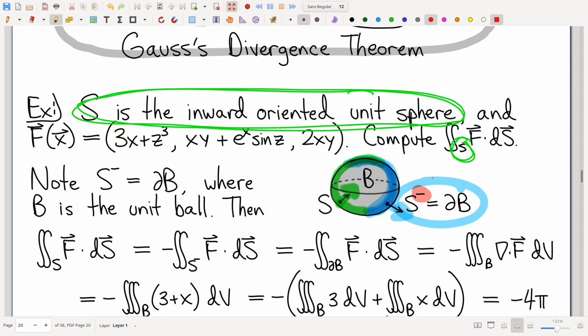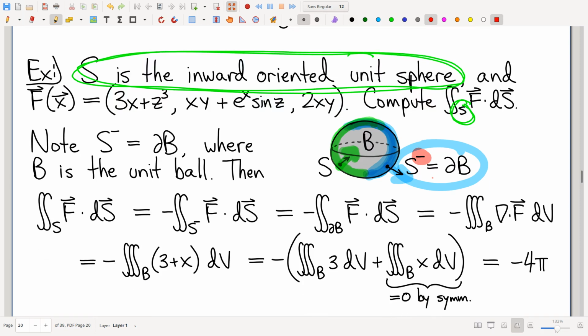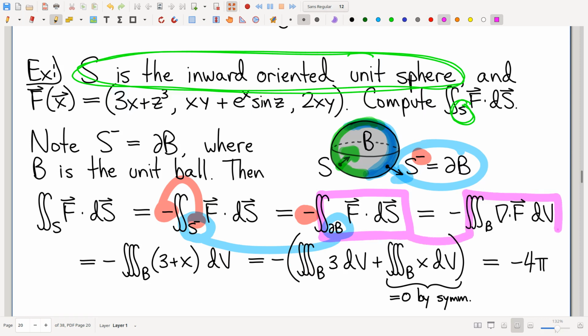And so, having made that observation, we can say, well, look, I get a minus sign when I orient the opposite direction. And when I've oriented the opposite direction, that truly is a boundary. Don't forget that minus sign, right? That carries along, right? And because it is a boundary, that then, this integral is the one that you can apply Gauss's divergence theorem to.